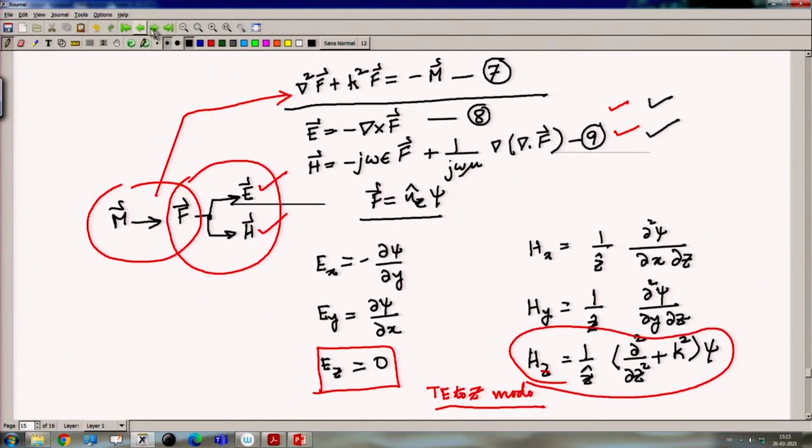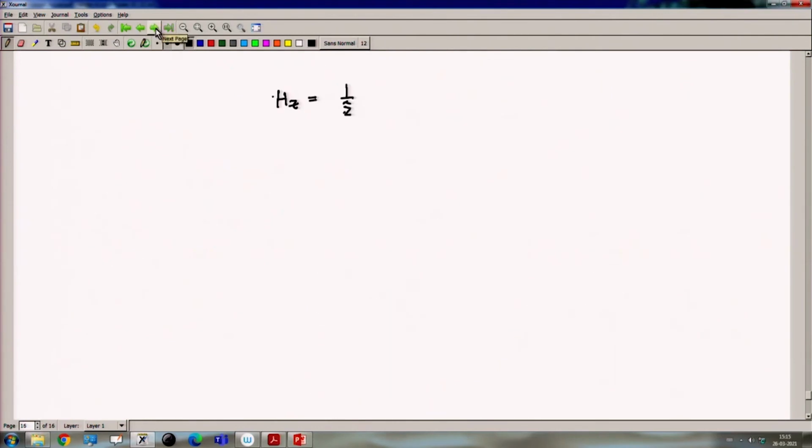we can write down the value for Hz as one by z cap, minus k z square plus k square, psi, for an e to the power minus j k z z variation along the z direction.